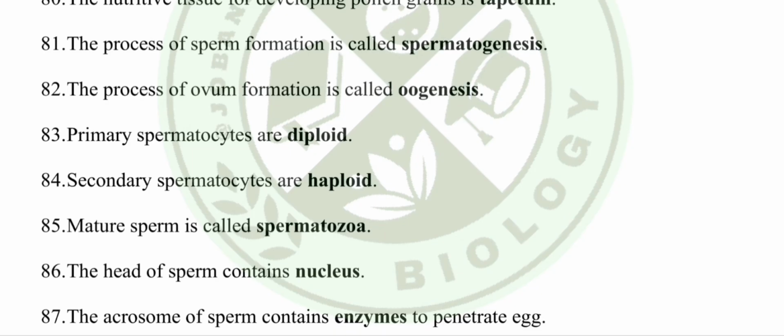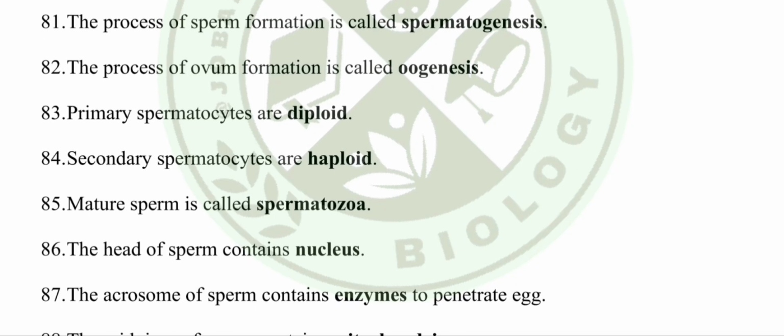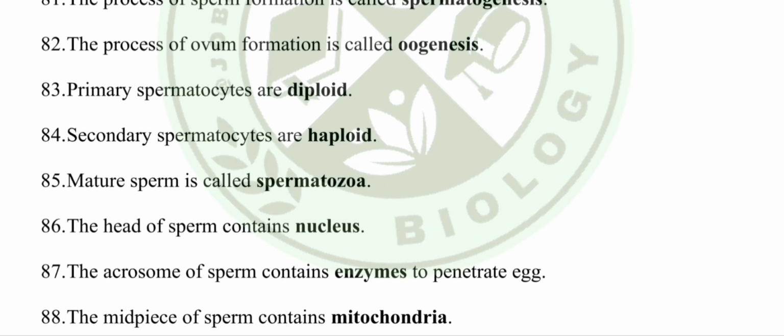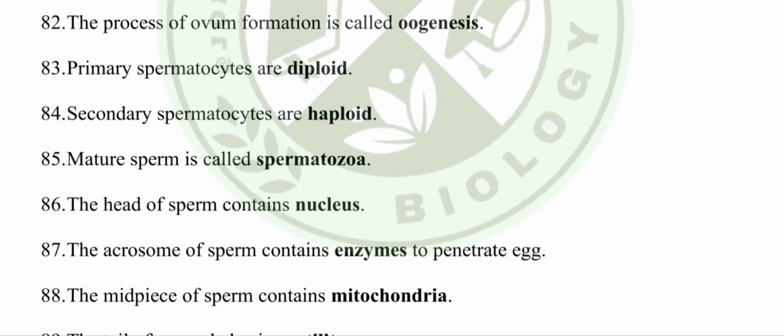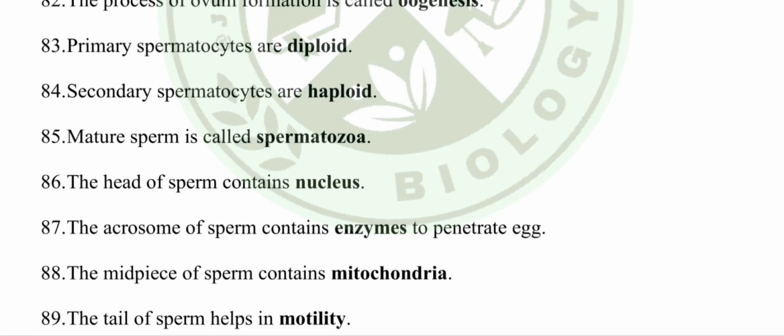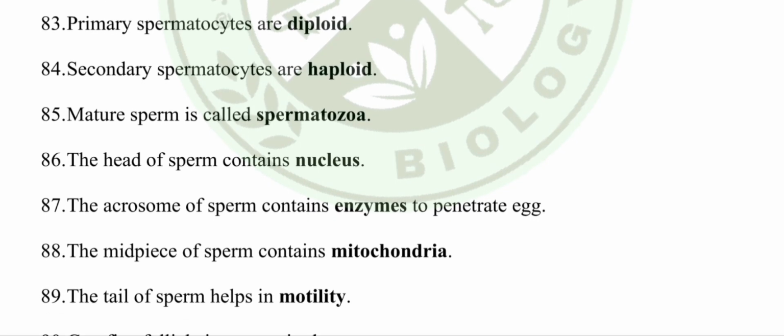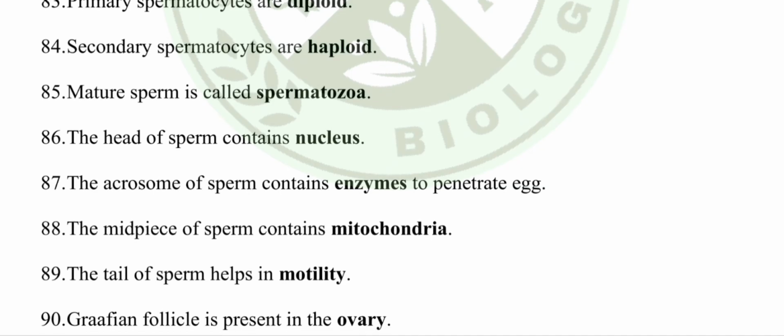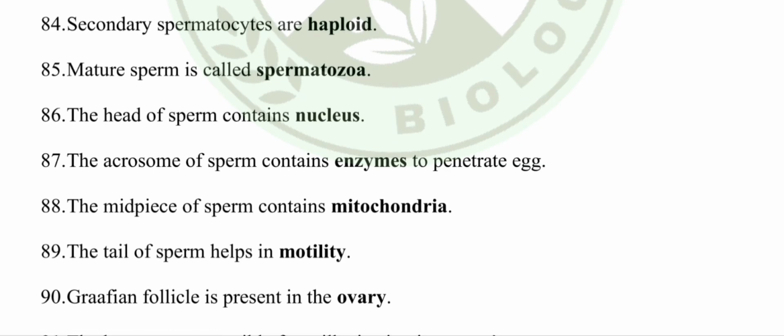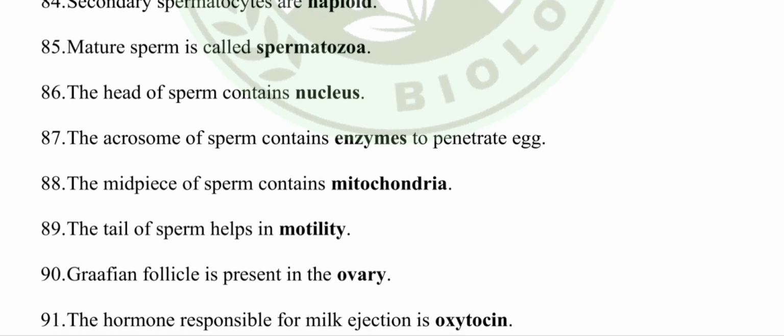80. The nutritive tissue for developing pollen grains is tapetum. 81. The process of sperm formation is called spermatogenesis. 82. The process of ovum formation is called oogenesis. 83. Primary spermatocytes are diploid. 84. Secondary spermatocytes are haploid. 85. Mature sperm is called spermatozoa.